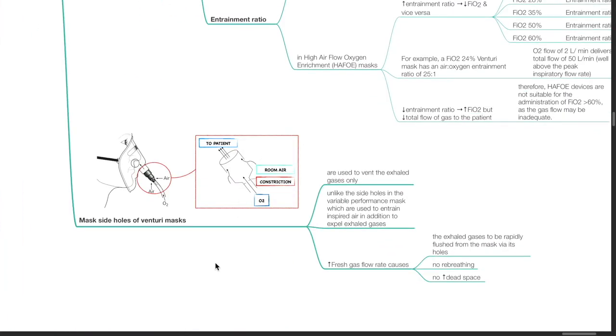Mask side holes of Venturi mask are used to vent the exhaled gases only, unlike the side holes in variable performance mask, which are used to entrain inspired air in addition to expel exhaled gases. Increased fresh gas flow rate causes the exhaled gases to be rapidly flushed from the mask via its holes, resulting in no rebreathing and no increased dead space.